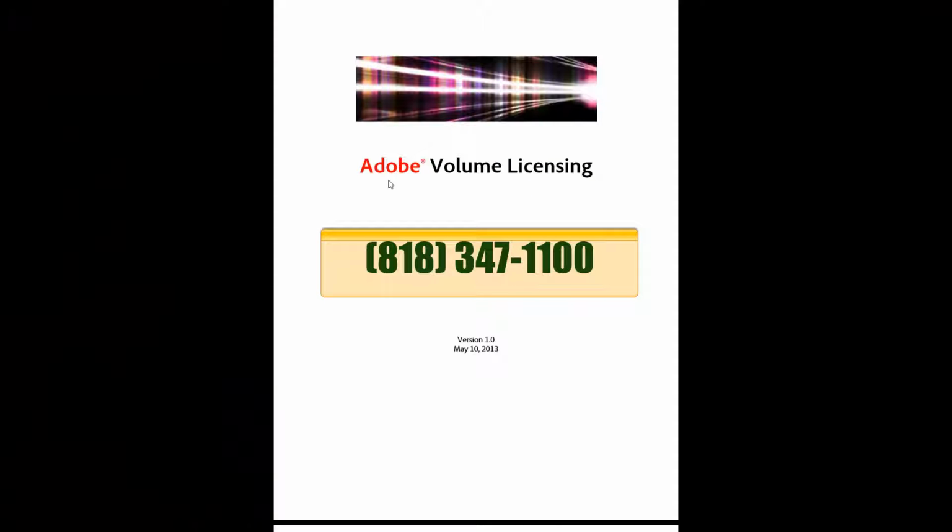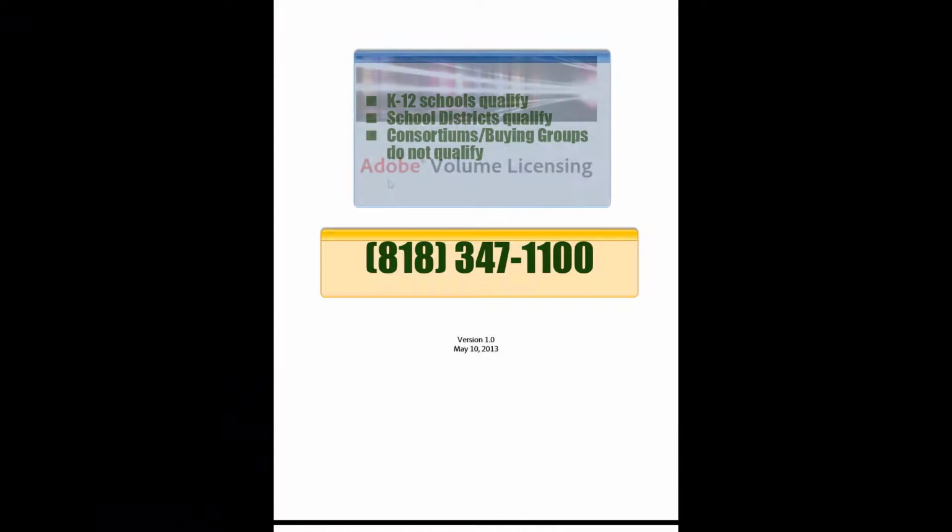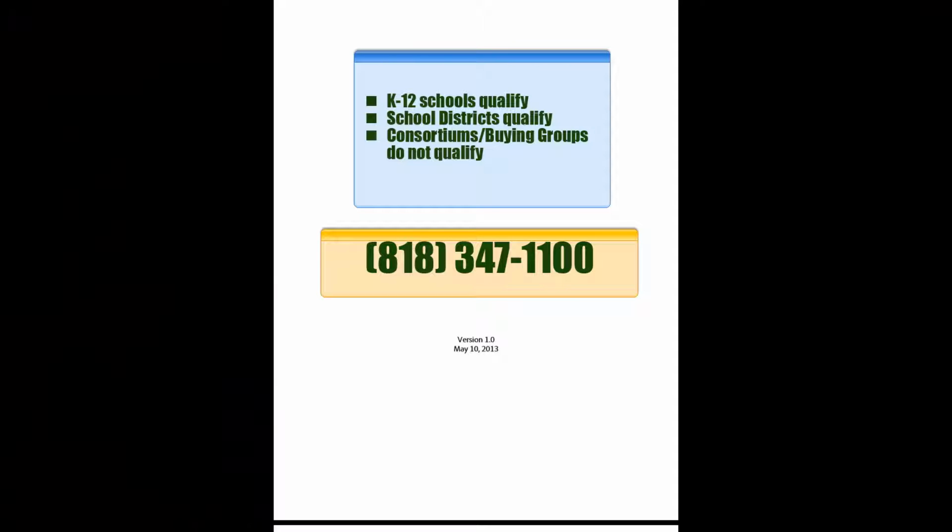First, let's talk about who qualifies for this program. Individual K through 12 schools qualify. That's pretty simple and straightforward. If you're buying from multiple schools, it gets a little tricky in that Adobe allows only certain types of organizations to buy this product. School districts and government agencies that are buying for multiple schools, they qualify, no problems. But consortiums and buying groups, they don't qualify. If you're buying for multiple schools, you should check with us to make sure your organization qualifies.